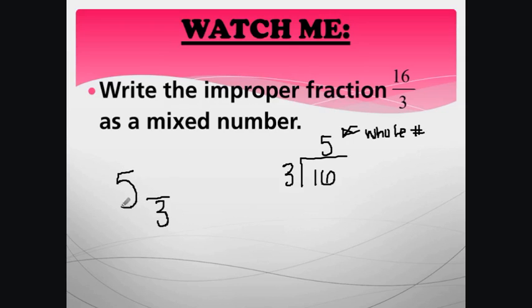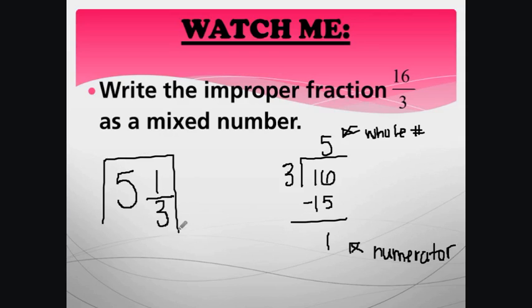It's my big number to the left of my fraction when we're writing a mixed number. When I multiply 5 times 3, that equals 15, and I get a remainder of 1. Your remainder is always going to be your numerator. So then I'm going to transfer that as my numerator of my mixed number. So 16 over 3, written as a mixed number, is 5 1/3.